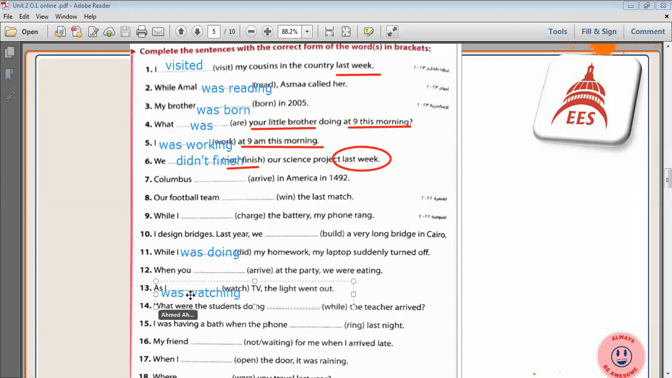Wonderful. I believe this is enough for today. You can complete these sentences and you can send me your answers to see if you have got all the points or not.